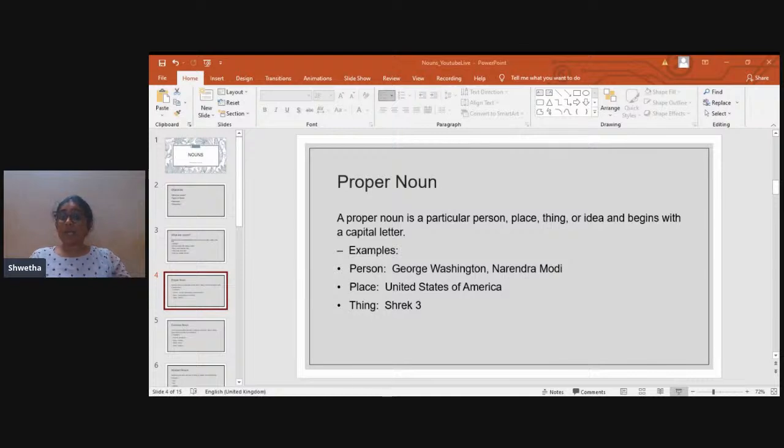Okay. Collective noun. A collective noun is a word or phrase that represents a group of people or things but is treated as a singular entity. Now, this sounds complicated. Let me simplify it. When you have a group of people, for instance, who do the same thing, or there is something common amongst them, you will use one word to describe them. That is what comes under collective noun.